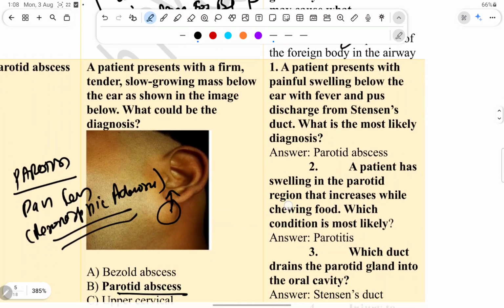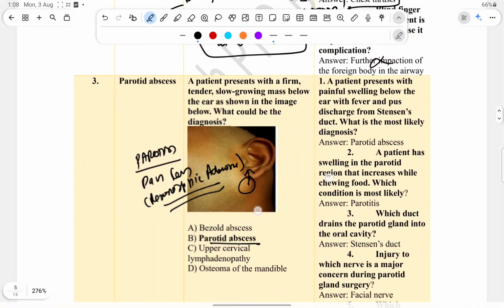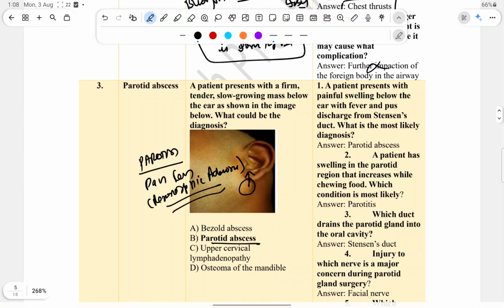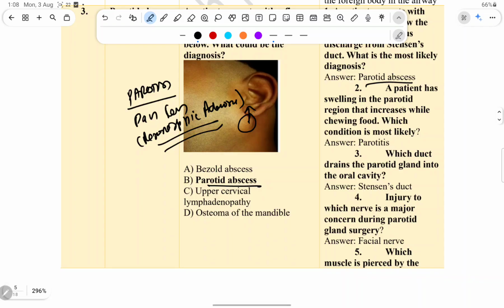A patient presents with painful swelling below the ear with fever and pus discharge from Stensen's duct. What is the most likely diagnosis? Parotid abscess. A patient with swelling in the parotid region that increases while chewing food, what is the most likely condition? It is parotitis, an infection.